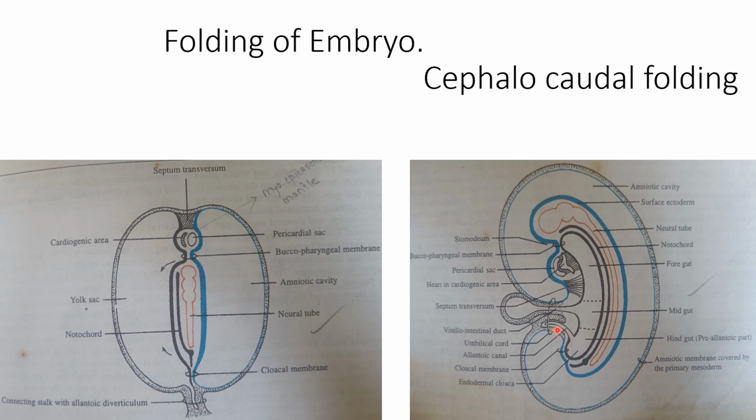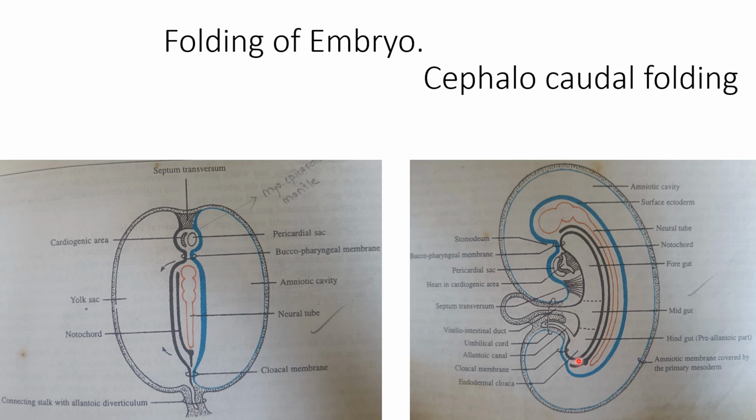So it roughly ruptures by 7th week. Okay, and also the primitive streak, you can see here, this is the primitive node and this is the primitive streak. So the cells from the primitive streak will start migrating in the infraumbilical part, and these cells will give rise to the infraumbilical part of the ventral wall of the abdomen.